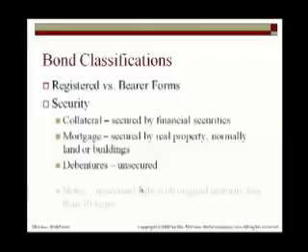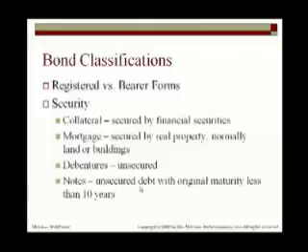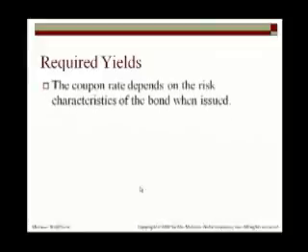There is no security. A note is just an unsecured bond, a debenture if you will, that has an original maturity of less than 10 years. And then bonds can be either senior or junior. Just what it sounds like, a junior bond gets paid after the senior debt holders are paid. The required yields, the coupon rate, depends on the risk characteristics of the bond at the time it's issued.